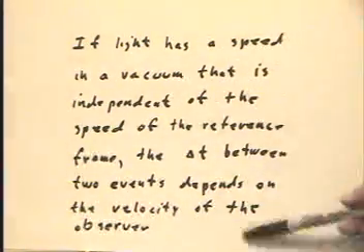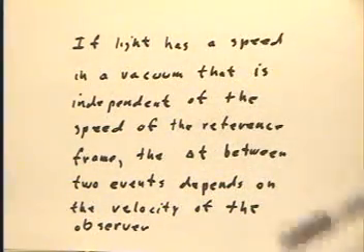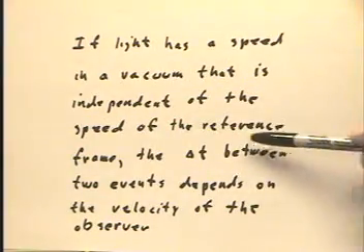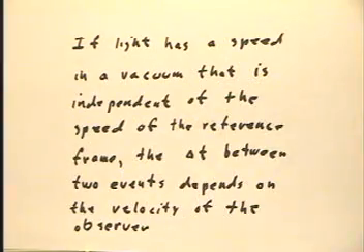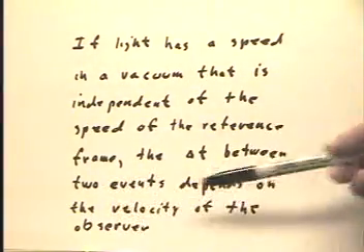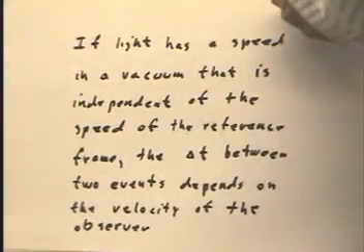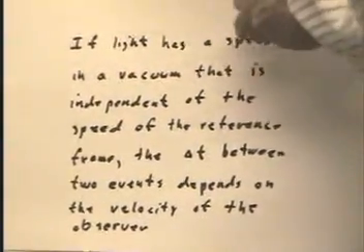So we make the statement: the speed of light in a vacuum is independent of the speed of the reference frame, and the delta t between two events depends on the velocity of the observer, or I should say, the relative velocity of the observers.